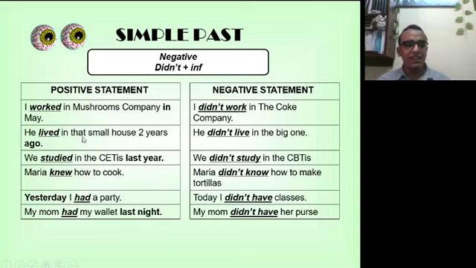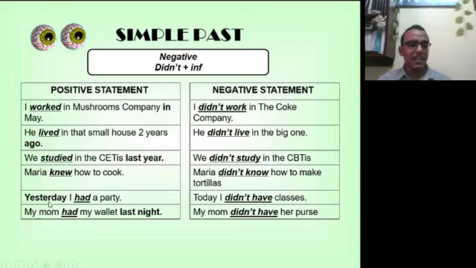Good. He lived in that small house two years ago. So we will say, he didn't live. Okay. We studied in the CET last year. So here we studied will be we didn't study. Okay. Maria knew how to cook. Maria didn't know.